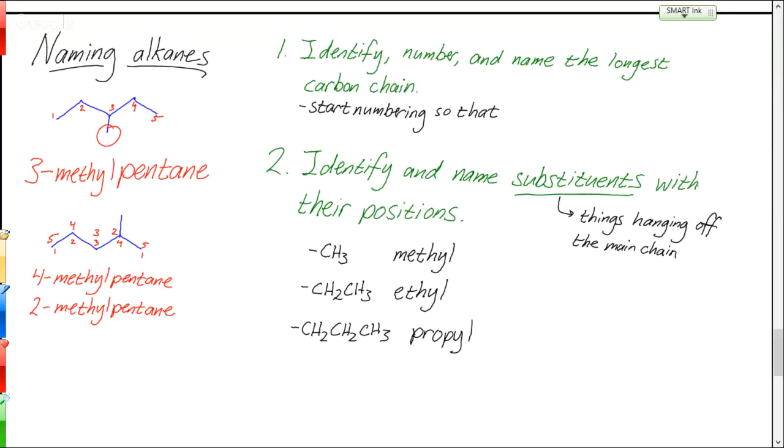we're always going to start our numbering so that substituents have the lowest possible numbers. So based on that rule, which is the better name? 4-methylpentane or 2-methylpentane? 2. So we're going to say the correct name of this one is 2-methylpentane. We've got 3-methylpentane, we've got 2-methylpentane.